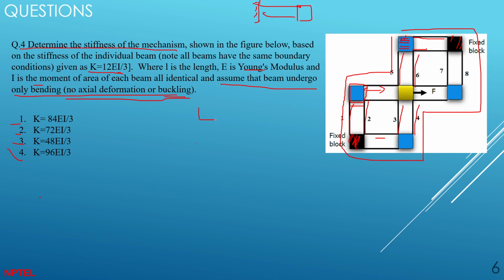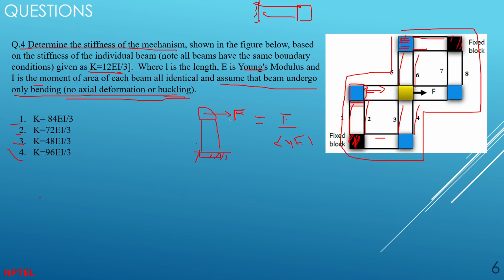Okay, so I'm considering only this beam like this, and if you apply a force like this one, which is F here, you know the formula for the stiffness, right? Stiffness, which I've already told you how to calculate, is 12EI by L cube. You know that, thing like this.